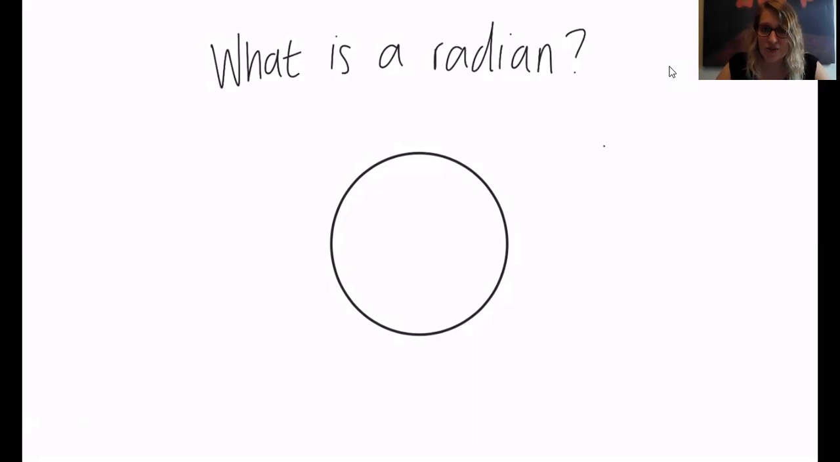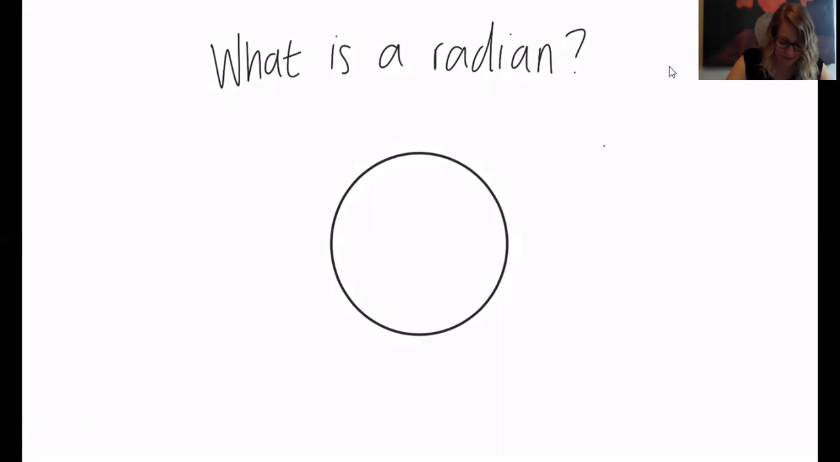I know that everybody is used to using degrees, but radians are actually super, super helpful, and they actually make a lot of sense. And you'll find that when you move to pre-calculus, you will be working with radians almost exclusively, and then definitely you'll be using them in calculus. All right, so let's talk about it.